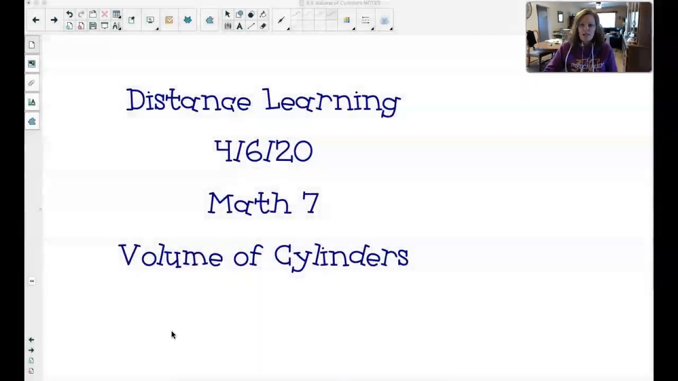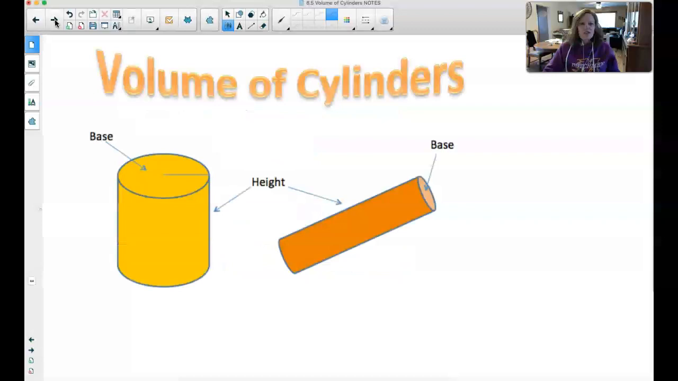So let's move on to today. We are going to learn today about volume of cylinders. It is April 6th. So we're going to keep going with volume of cylinders.